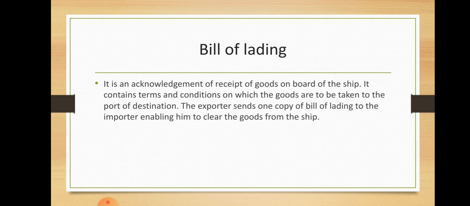After that, the next document required is known as the bill of lading. The bill of lading is a list giving details of the goods carried on a ship, and it is an acknowledgement of receipt of goods on board the ship. When goods are ordered, they have to be loaded on the ship. Where goods are to be transported, it is prepared. For example, if goods have to be transported through a ship, therefore it is prepared.